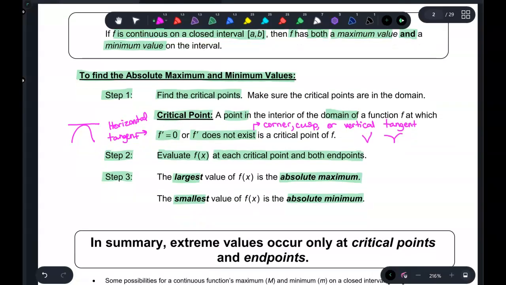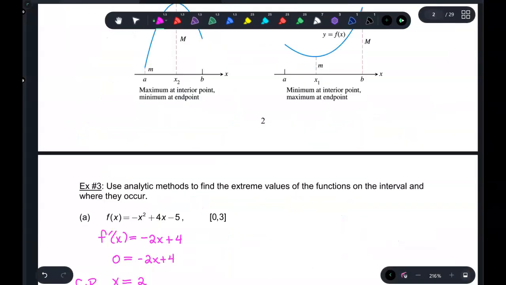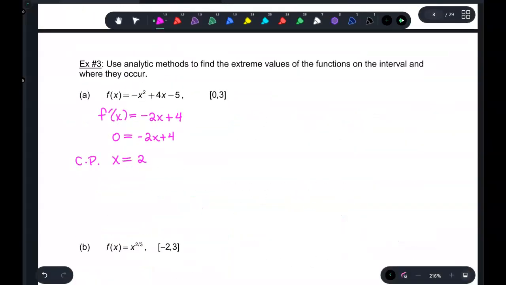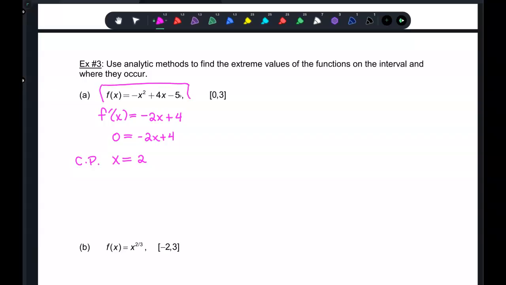Next, step two. We're going to evaluate f of x at each critical point and both endpoints. So we're going to take this original function and plug in f of 2, f of 0, and f of 3.